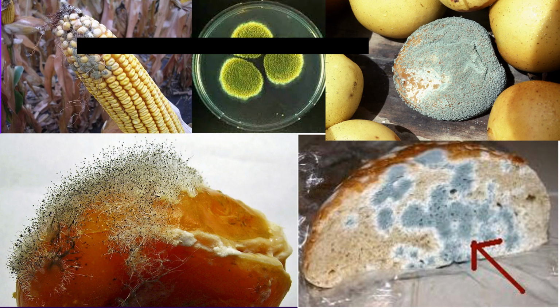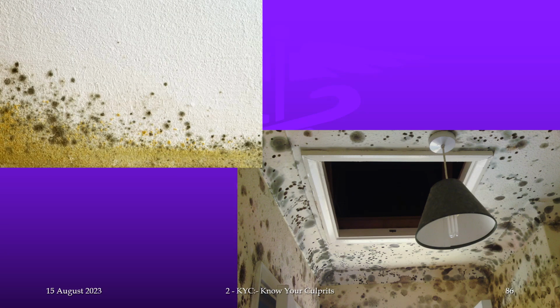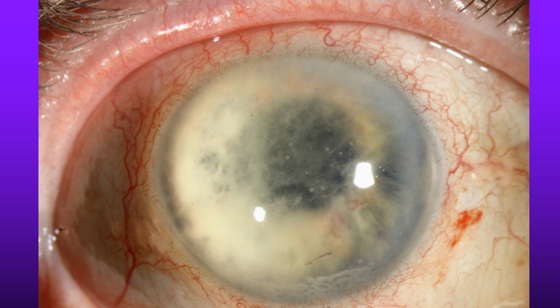Aspergillus can grow wherever it gets starch or sugar as food, on corn, fruits, bread or potatoes. On leather items and cotton clothes, they can survive and thrive on cellulose as food. They can grow on walls, ceilings as well as false ceilings. They keep shedding and releasing their spores known as conidia. This is a typical picture of Aspergillus endophthalmitis.